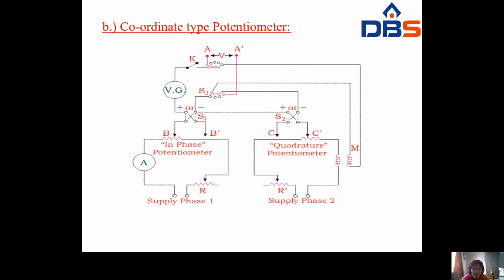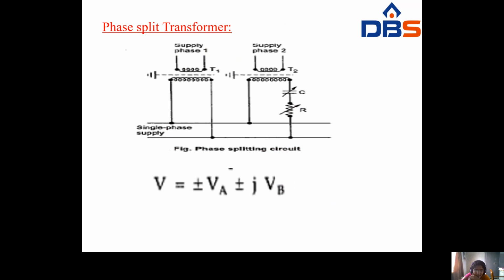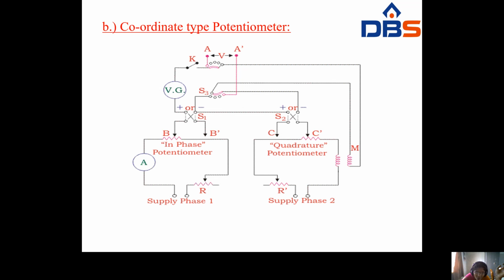In this one, for AC you must give the supply through the transformers. The supply is split into two phases: supply phase one and supply phase two. How can you split it? You have to see in this diagram. A single phase supply is split into two circuits: supply phase one, supply phase two. That means a phase split transformer. Supply phase one, supply phase two, R, R dash.